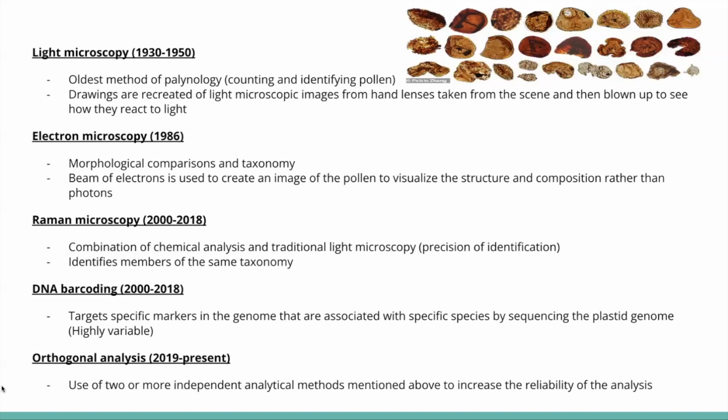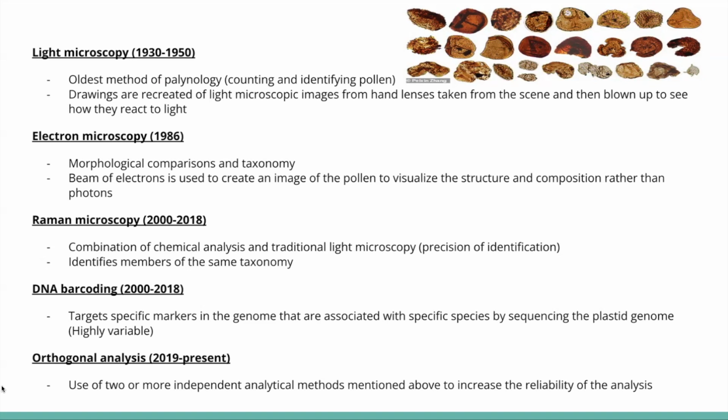That's how they're studied. Electron microscopy became a little more famous in 1986. Instead of using photons to create the image, it uses a beam of electrons, and that's how we're able to visualize the structure and composition of the pollen. So this is a little bit more specific. It is able to show morphological comparisons and the taxonomy of the species we collected.